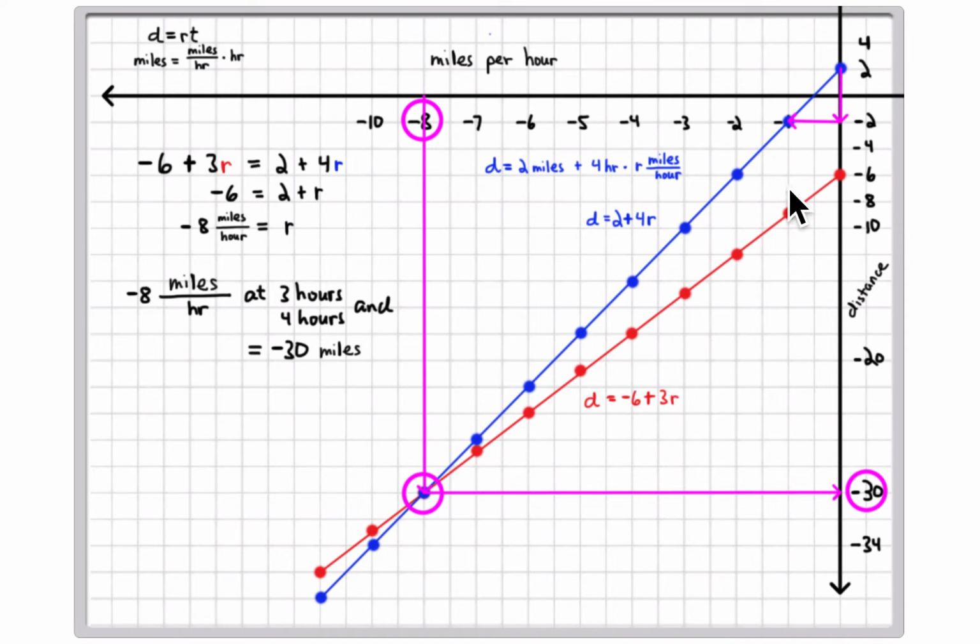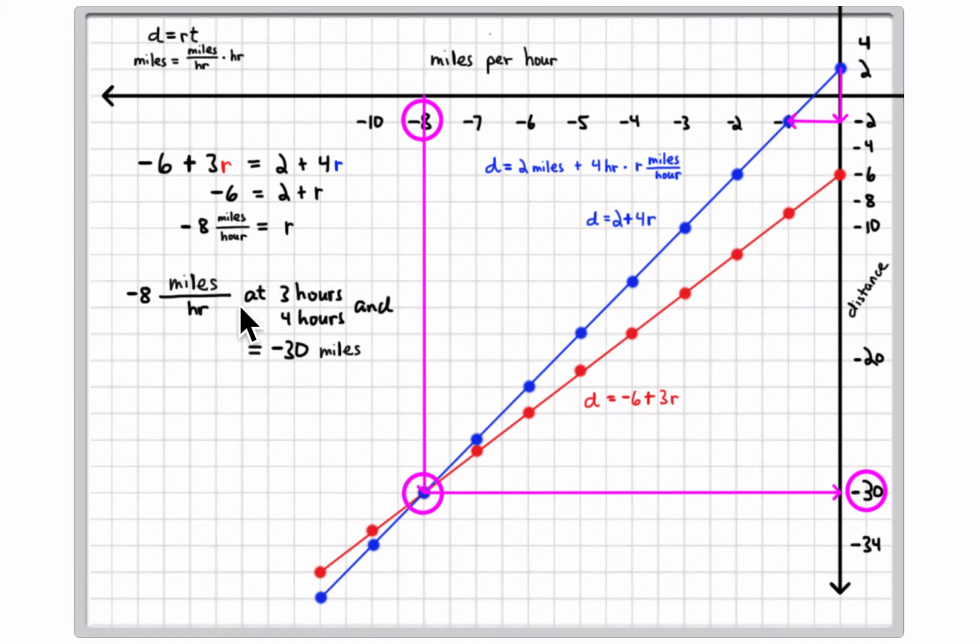So imagine you have two cars, and they're both traveling at the same speed. So after 3 hours for one car and 4 hours for another car, so this is 4 hours and this is 3 hours, they are the same distance from point 0, this point right here. So what speed do they have to travel to be at that same distance, if one travels for 4 hours and the other travels for 3 hours? So you can solve for the speed, and it's going to be -8 miles per hour.